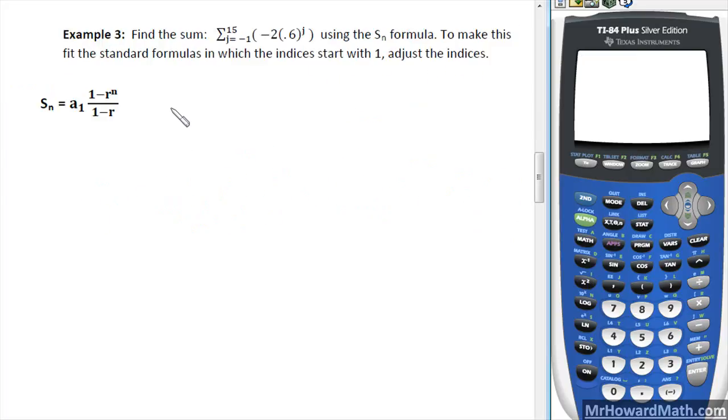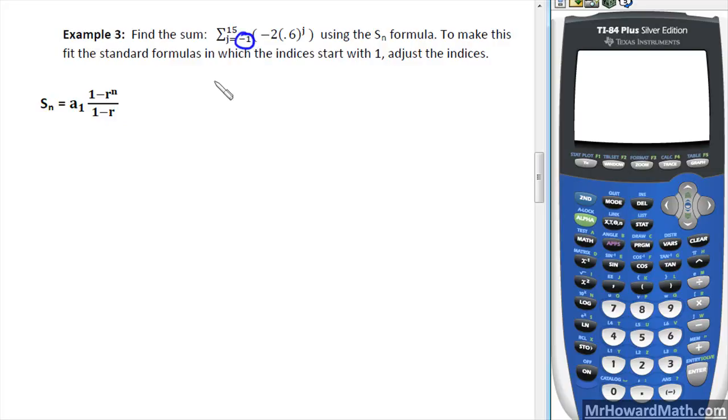Okay, now for example 3: find the sum given by our sigma notation here. Using the S sub n formula, to make this fit the standard formulas in which the indices start with 1, adjust the indices. So we need our a sub 1 value here for our formula. That's what they're talking about.